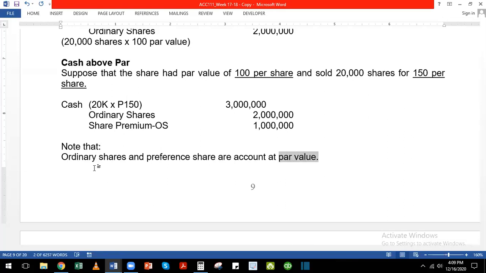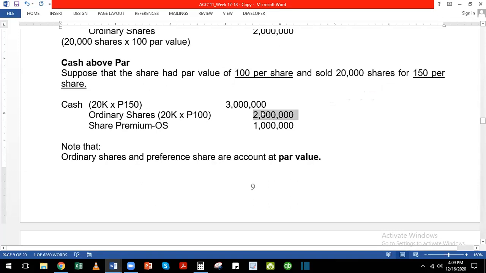Okay? So kung magkano yung par value, that will be the amount of the ordinary or preference shares. Like if, for example, the ordinary shares is 2 million, so 20,000 shares, right, multiplied by the par value of 100. So 100. Ayan, so 2 million lang.